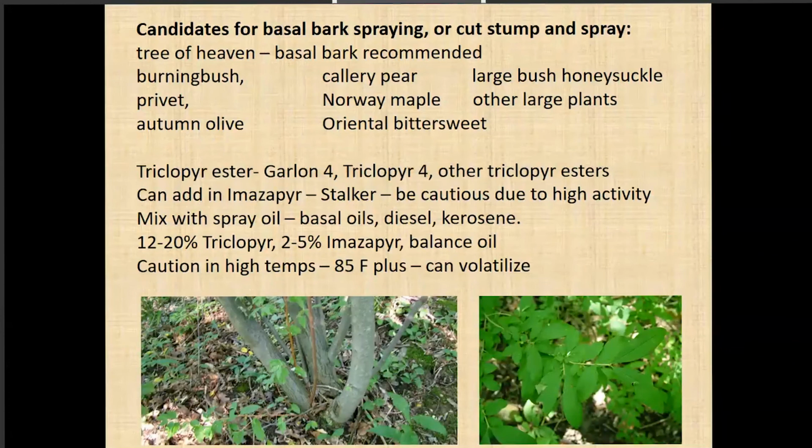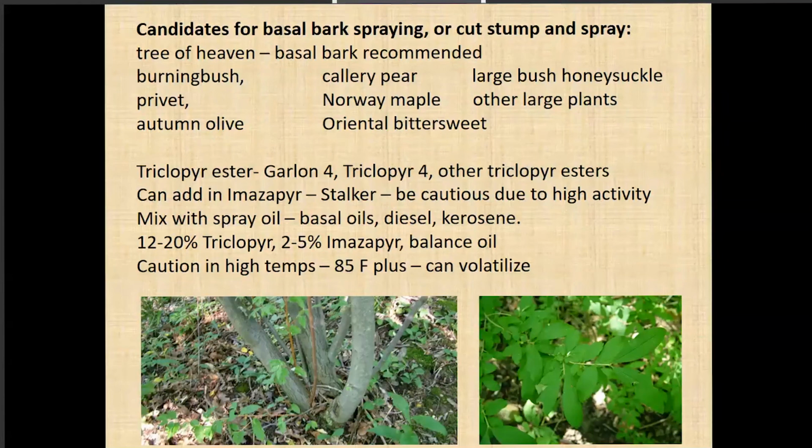Some candidates for basal bark spraying or cut stump and spray applications. Tree of Heaven is one example of a plant that we really recommend you do basal bark spraying where possible. The reason being, Tree of Heaven has a very strong root sprouting response to any kind of damage. Even when we use a herbicide in a girdle or cut the tree off and herbicide the stump, unless we just literally soak that stump with herbicide, we oftentimes get a really strong root sprouting response. And we can literally have dozens to hundreds of small seedlings per acre popping up off this root system.